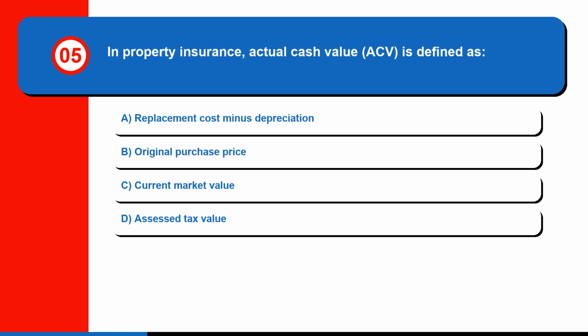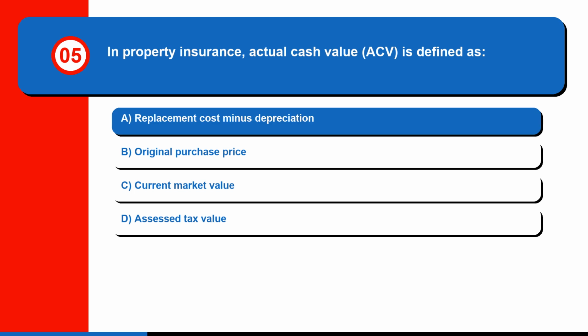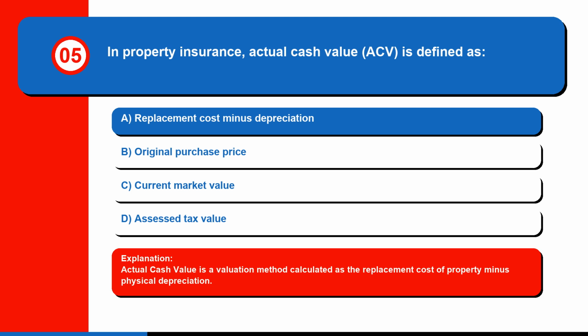Question 5. In property insurance, actual cash value, ACV, is defined as A. Replacement cost minus depreciation, B. Original purchase price, C. Current market value, or D. Assessed tax value. The correct answer is A. Replacement cost minus depreciation. Actual cash value is a valuation method calculated as the replacement cost of property minus physical depreciation.